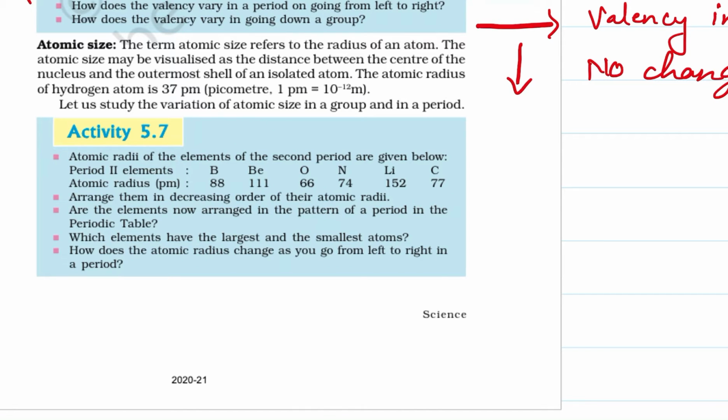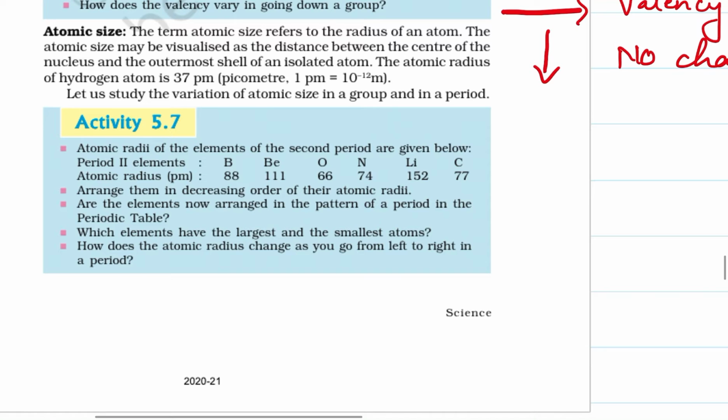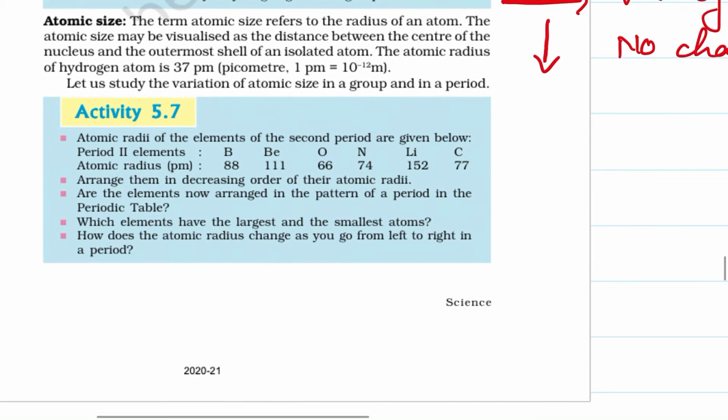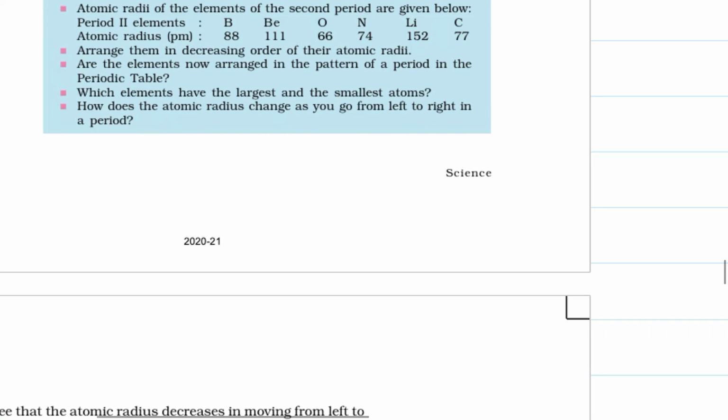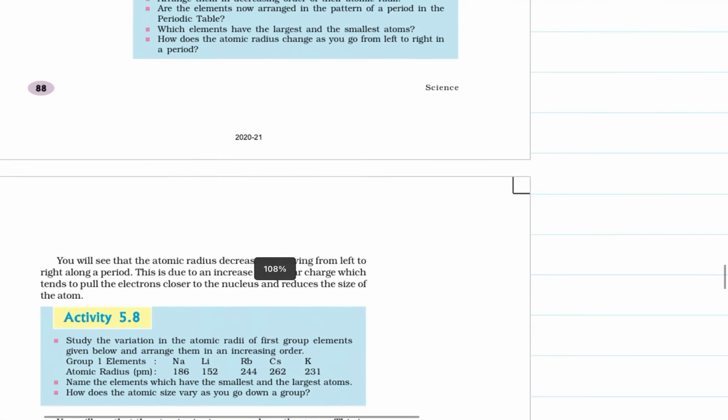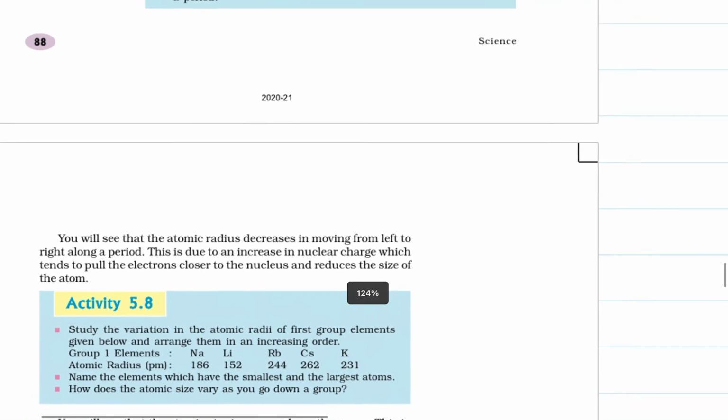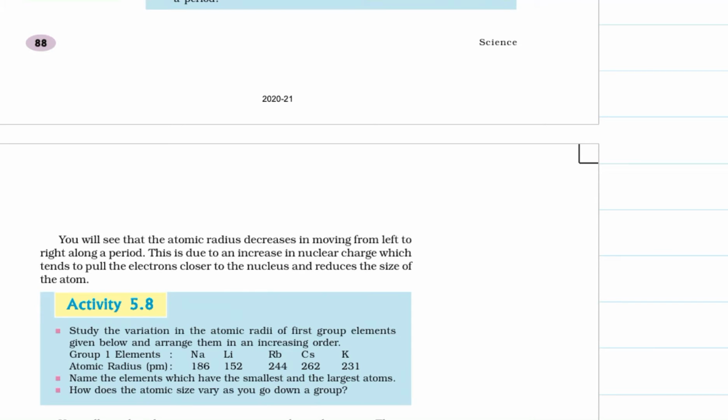Which element has the largest and the smallest atom? You will observe that boron has the smallest and carbon has the largest. Now how does the atomic radius change as you go from left to right? You will see that the atomic radius decreases in moving from left to right along a period.